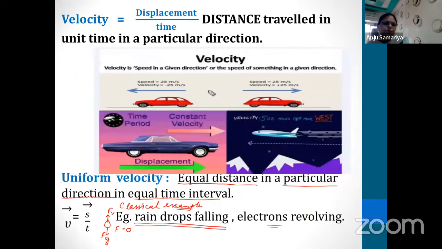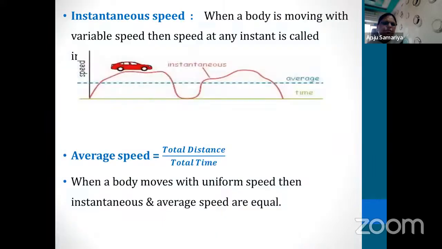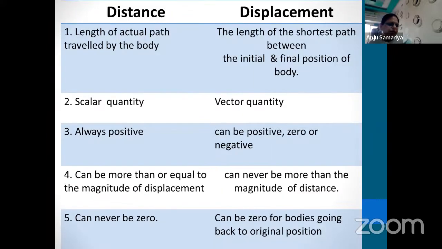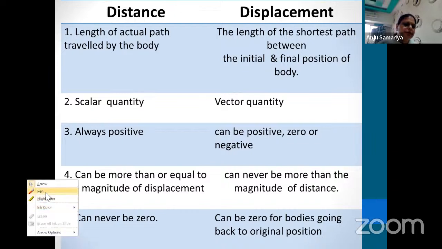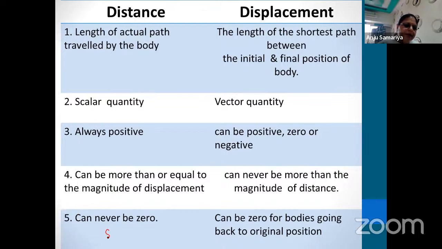I just wanted to see whether we have mentioned, okay, here. Distance is denoted by capital S, whereas the displacement is denoted by a capital S with an arrow. It's a vector quantity. Okay.